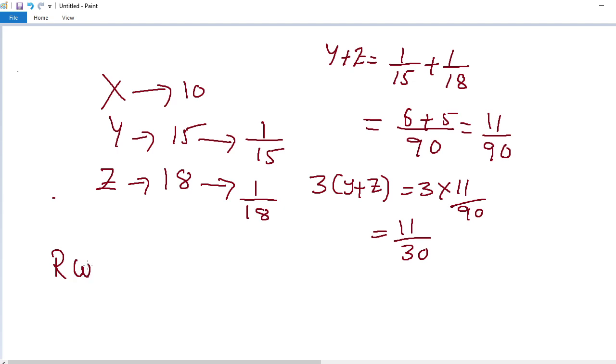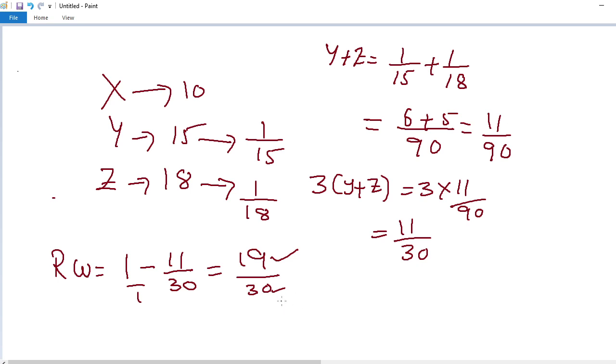Remaining work: here the work is 1 unit, and after 3 days 11 by 30 of the work is completed. So remaining work is 19 by 30. Simple LCM 30: 30 minus 11, 19. So 19 by 30 is the remaining work.